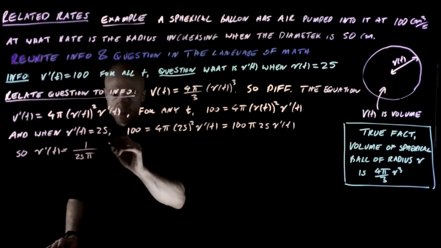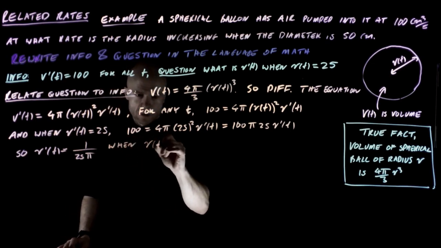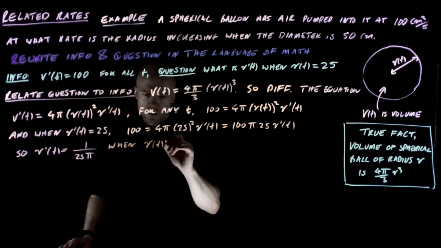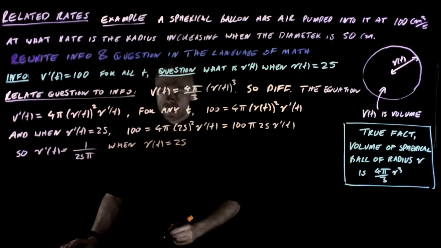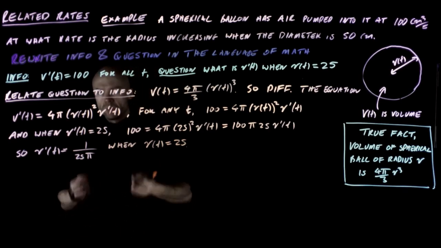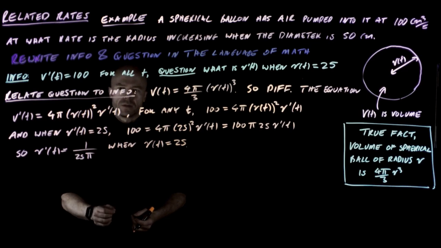And that's it. This is only true at this particular moment when r of t is equal to 25. And this exactly answers our question. So the rate at which the radius is increasing is 1 over 25 pi centimeters per second.